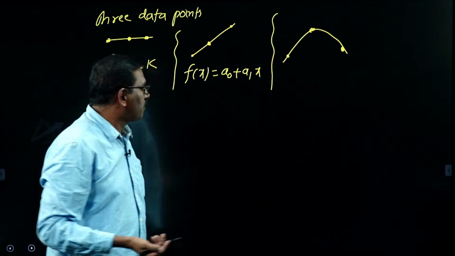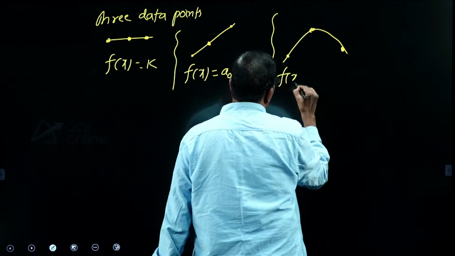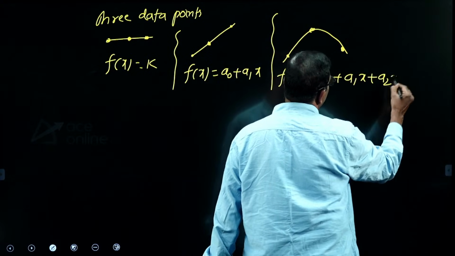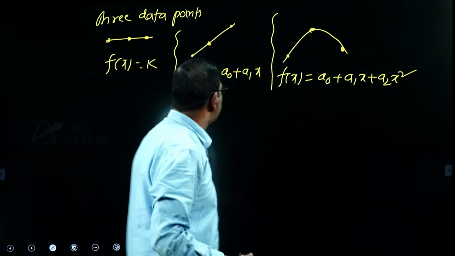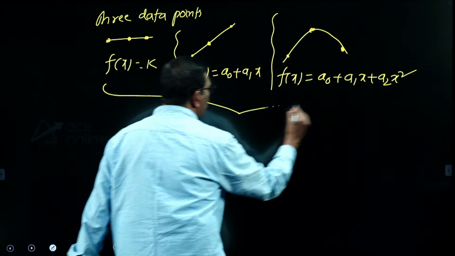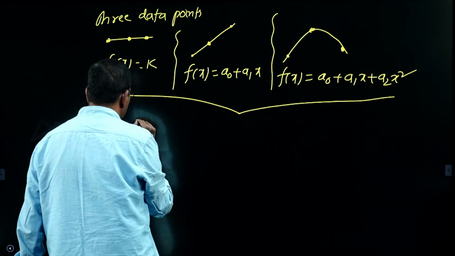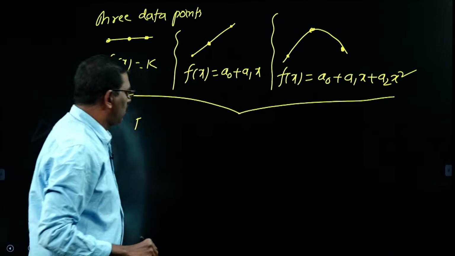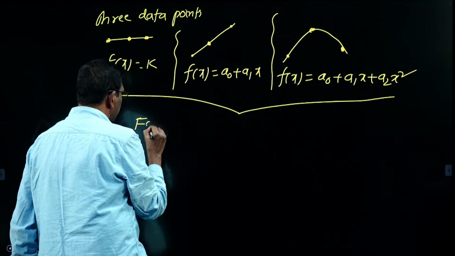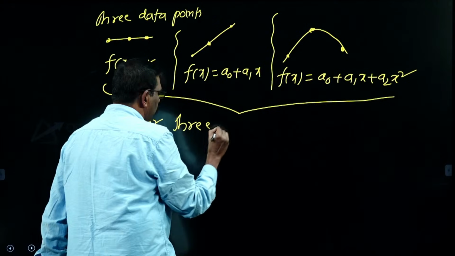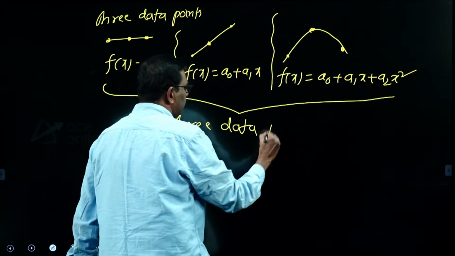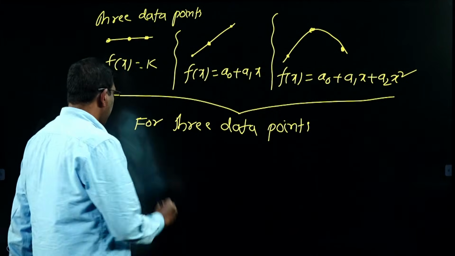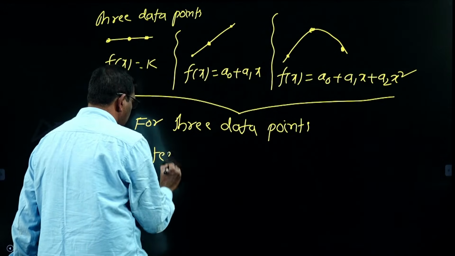What is a parabola? A second degree polynomial: f of x is equal to a0 plus a1x plus a2x square. Now from this observation, if there are three data points in a plane, for three data points, what is the best fitting curve passing through the three data points? That is the interpolating polynomial.